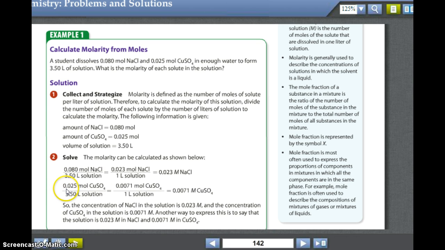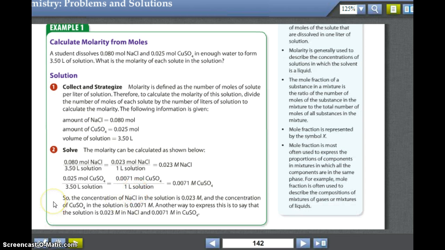So for the copper sulfate, we take 0.025 moles of copper sulfate that is sitting in 3.5 liters of solution. Simply divide those out. That gives you the fact that you have 0.0071 moles in 1 liter. So the concentration of NaCl in the solution is 0.023 molar, and the concentration of copper sulfate in the solution is 0.0071 molar. Another way to express this is to say that the solution is 0.023 molar in salt and 0.0071 molar in copper sulfate.